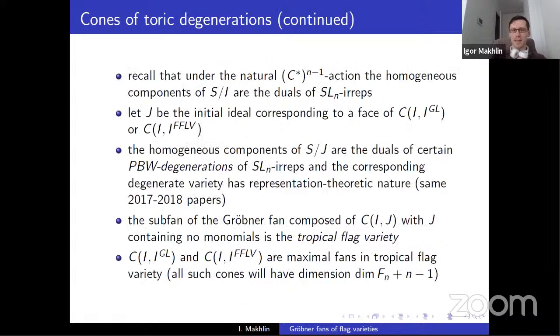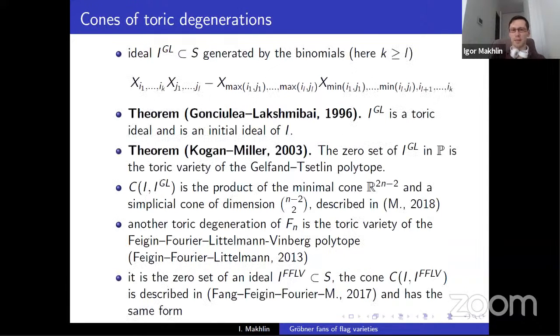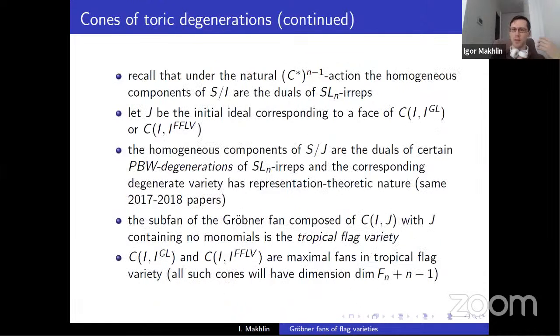So here I say a few more things about these toric degenerations. Actually, maybe just to put this into context, these two works both give descriptions of certain cones in the Gröbner fan, but this is sort of a side result in both of the papers. Both papers are concerned with certain representation theoretic questions.